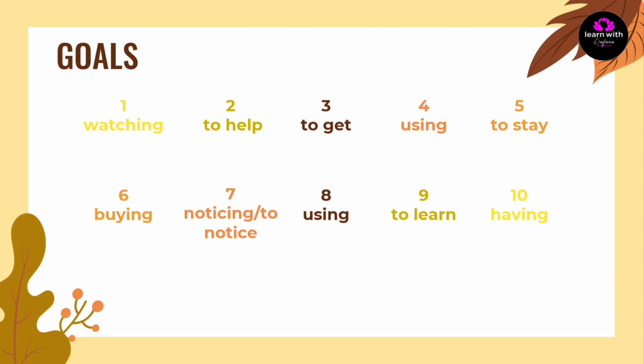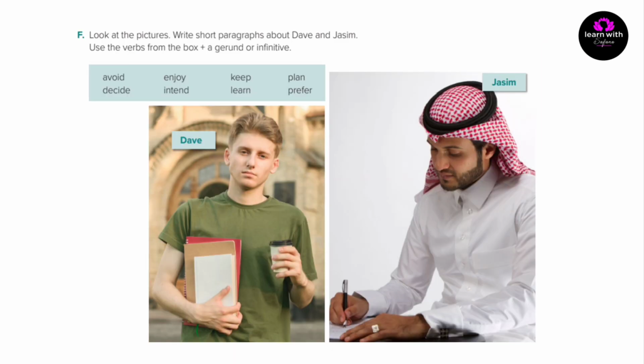The answers: Number 1, watching. Number 2, to help. Number 3, to get. Number 4, using. Number 5, to stay. Number 6, buying. Number 7, noticing, to notice, كلها سنتين صح. Number 8, using. Number 9, to learn. Number 10, having. ننتقل لتمرين F.